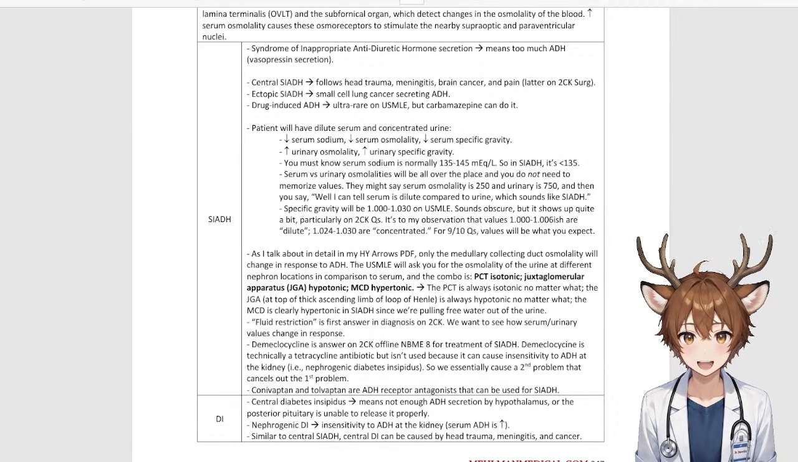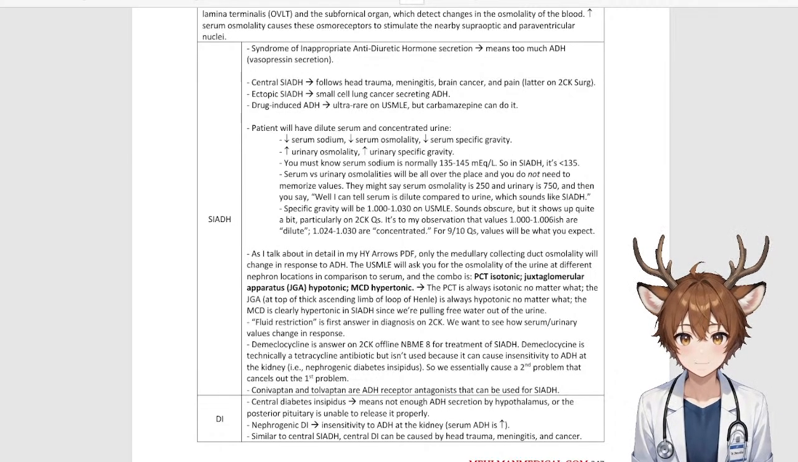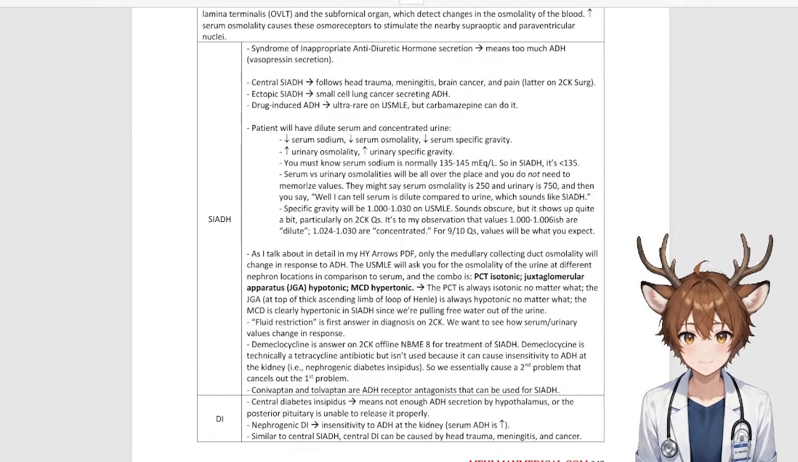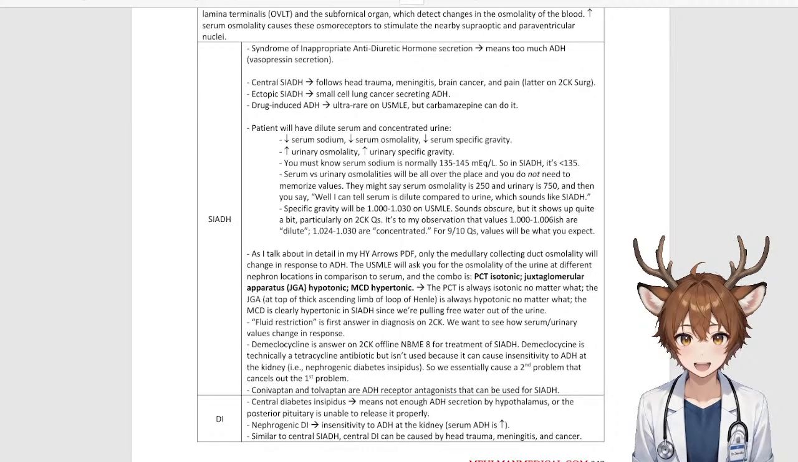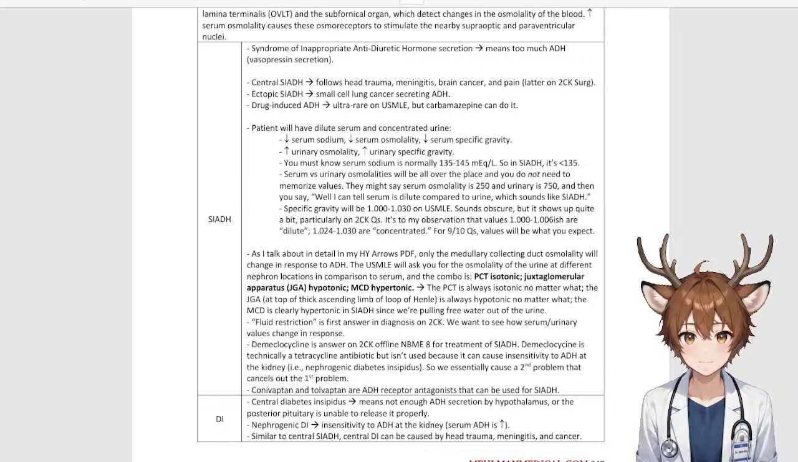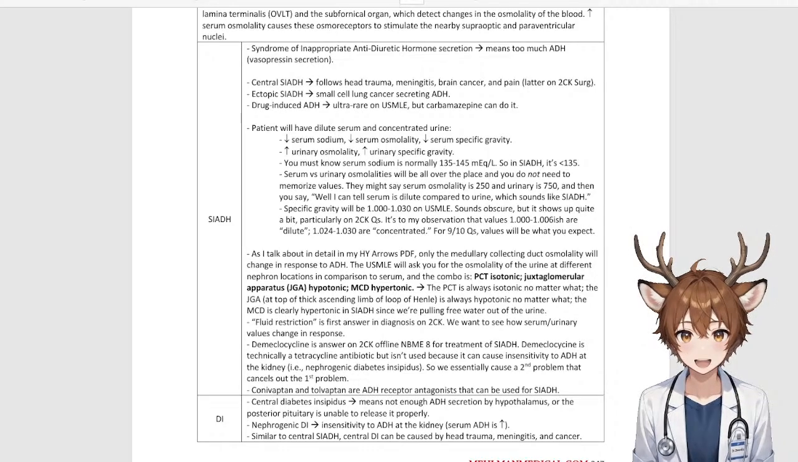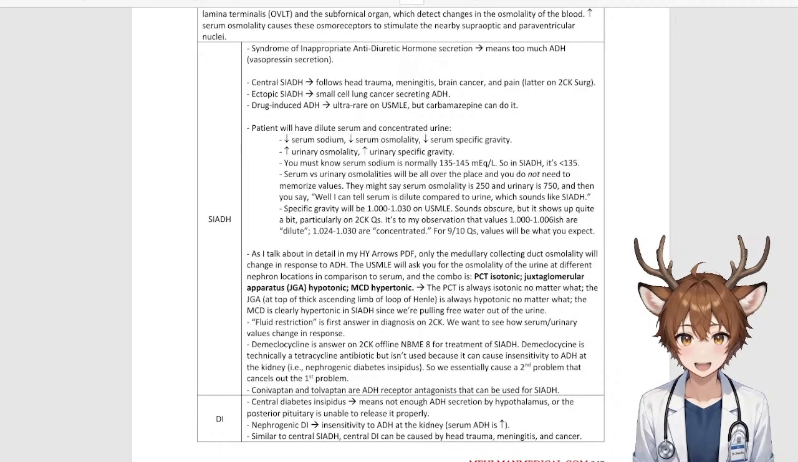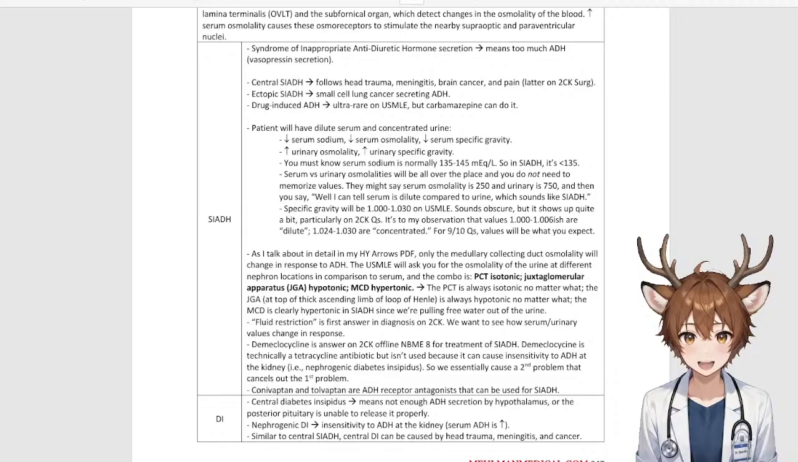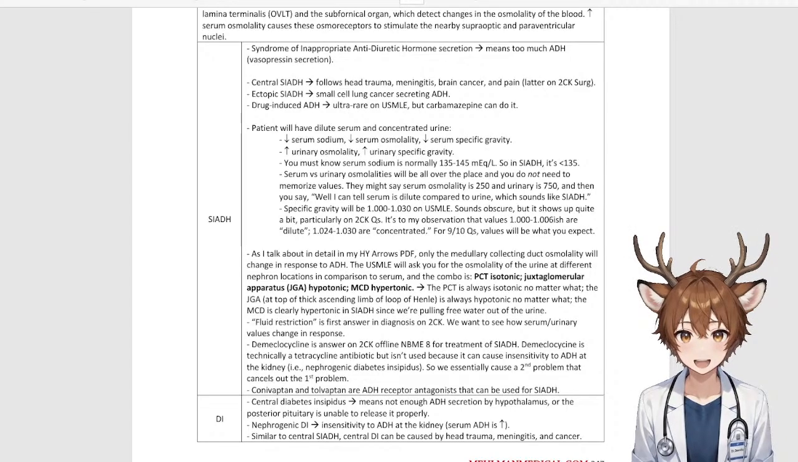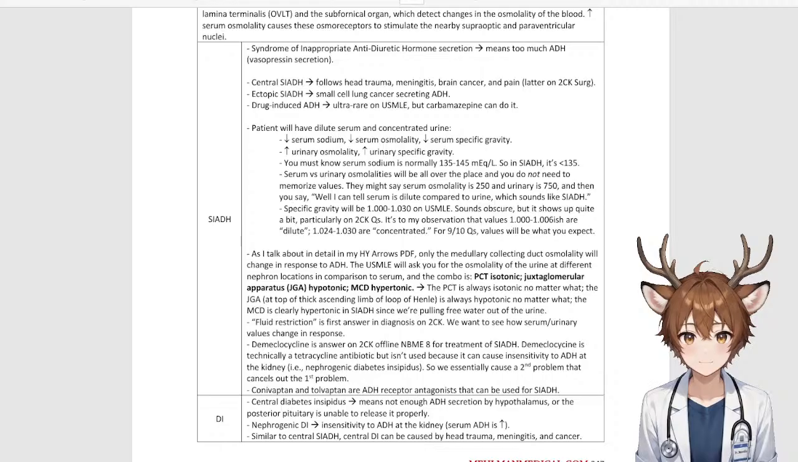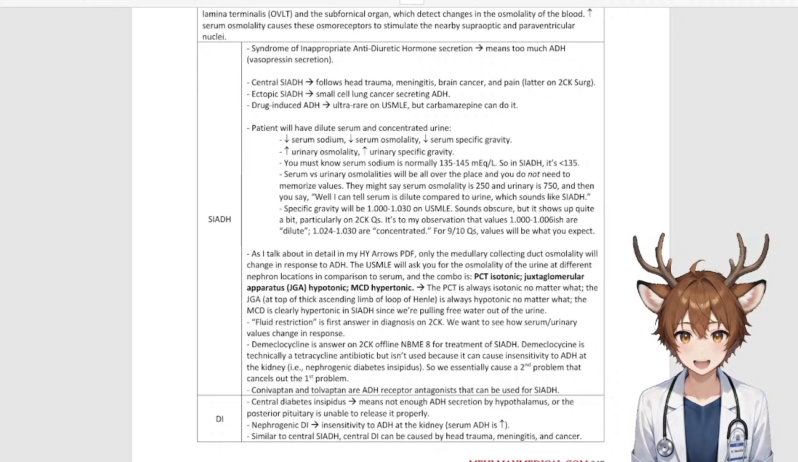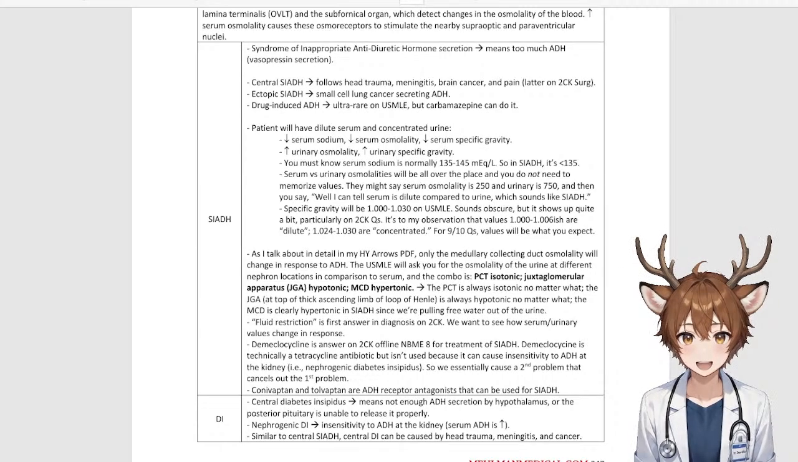Serum versus urinary osmolalities will be all over the place, and you do not need to memorize these values. They might say that the serum osmolality is 250 and the urinary is 750, and then you'll say, well, I can tell serum is dilute compared to urine, which sounds like SIADH. Specific gravity will be 1.000 to 1.030 on USMLE. Sounds obscure, but it shows up quite a bit, particularly on 2CK questions.